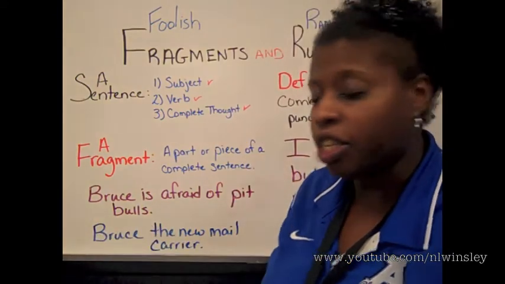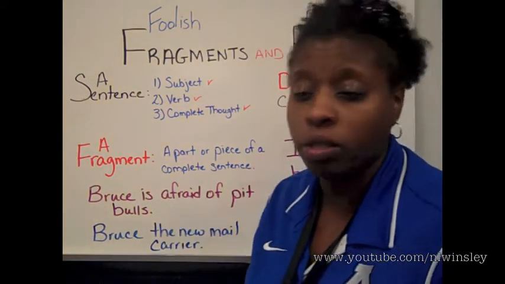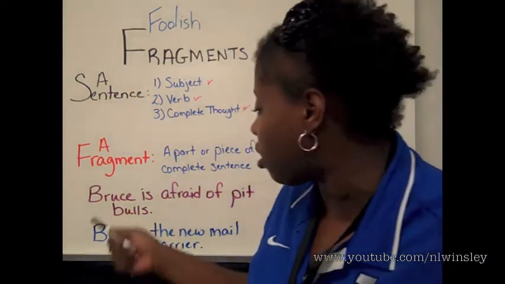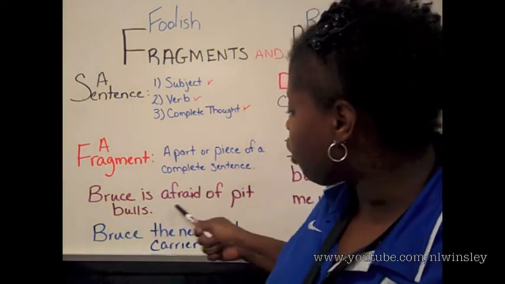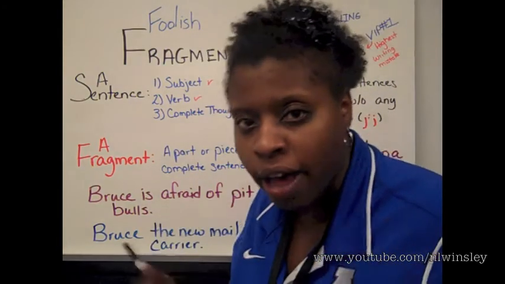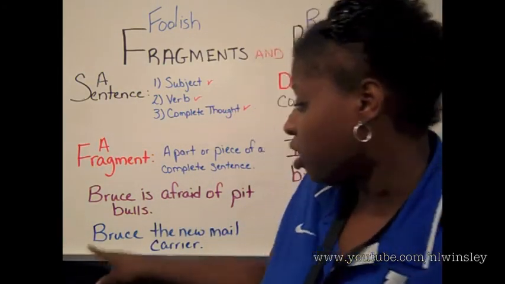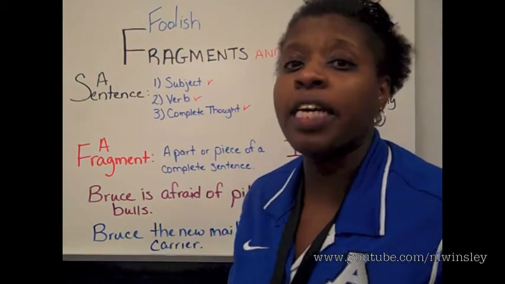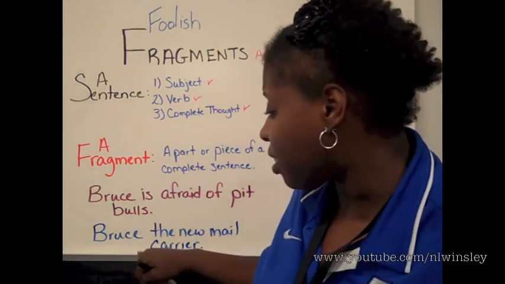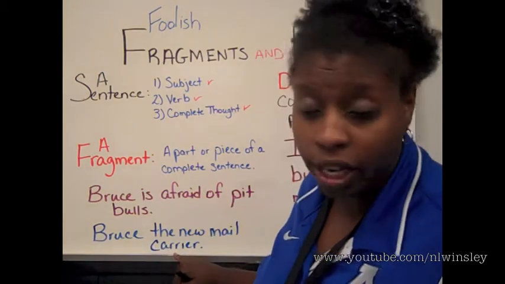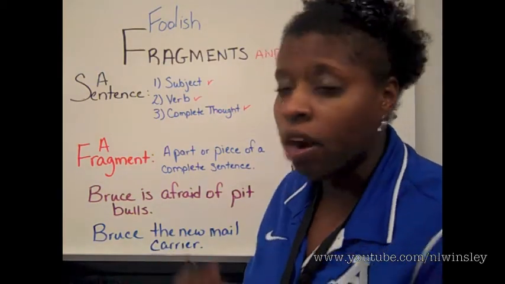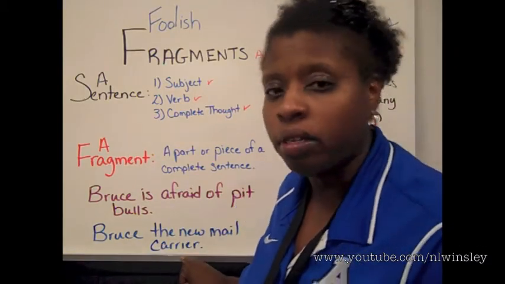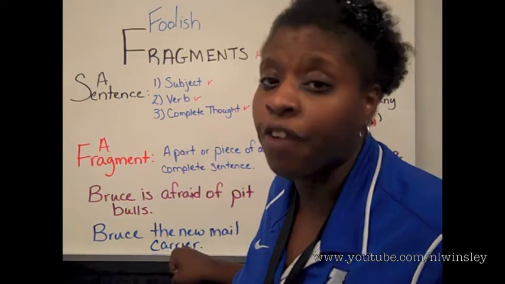So let's look at the sentence here. Bruce is afraid of pit bulls. This clearly is an independent clause or a complete sentence. Bruce is my subject, is afraid of pit bulls is my verb predicate. Let's look at this one. Bruce, the new mail carrier. Clearly I'm missing something. I have my subject and then I have this phrase, the new mail carrier, but I don't have any further information about him. Bruce, the new mail carrier, is what's called a fragment.